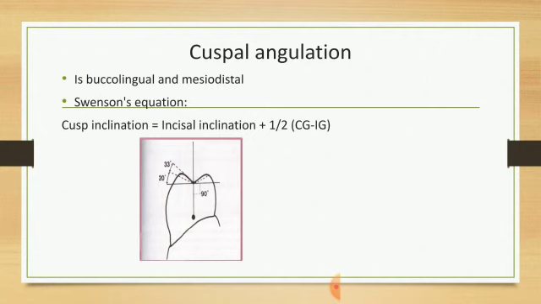Moving on to cuspal angulation. To calculate the cuspal angulations, we have Swenson's equation. Now Swenson's equation states that cusp inclination is equal to incisal guidance or incisal inclination plus half of the difference between condylar guidance and incisal guidance.